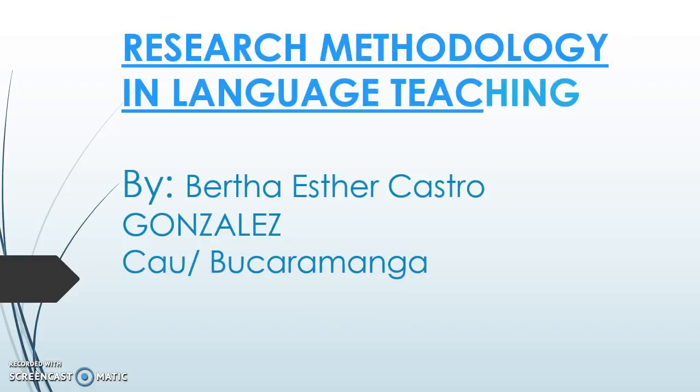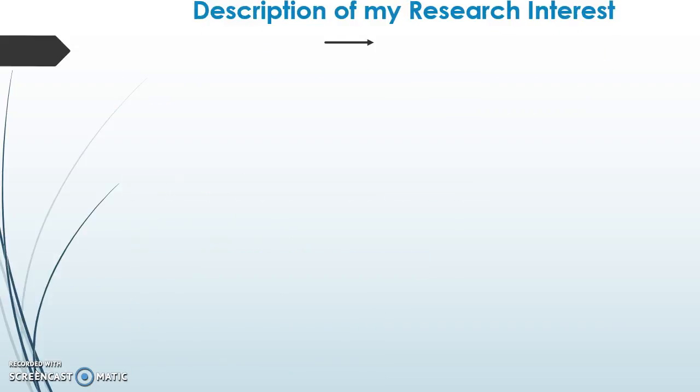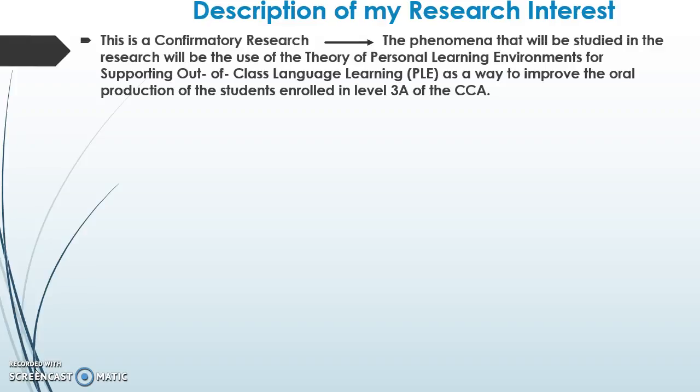This is the Socialization of Research Methodology in English Teaching. As the description of my research interest, I have the following. This is a confirmatory research. According to Ellis, confirmatory research is a way to study scientifically a specific phenomenon in the classroom environment.